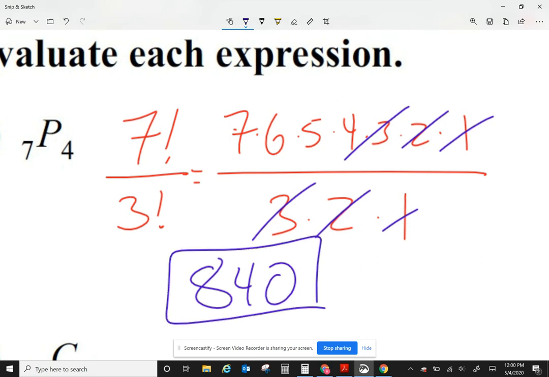If I had 7 letters, and I'm going to line up 4 letters out of 7, how many possible ways can I come up with? 840.